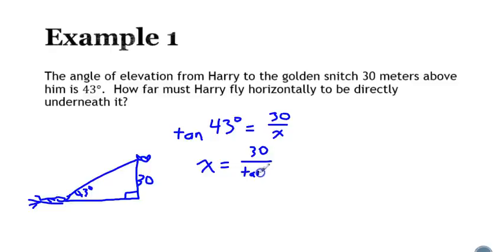Now, since 43 degrees is not one of the measurements we can find on a unit circle, we have to do this one with our calculator. So you would just carefully type in 30 divided by tangent of 43, and make sure you are in the correct mode. Of course, you want to make sure you're in degree mode for these. It's uncommon to do them in radians. So the answer I got was 32.17.